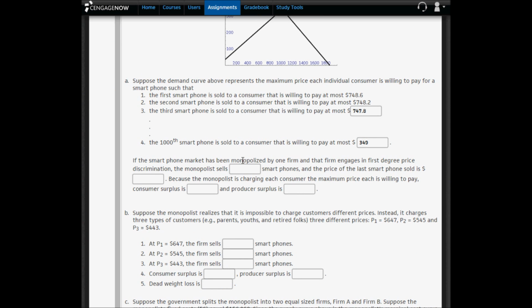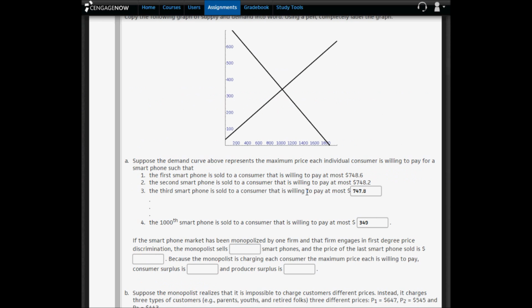If the smartphone market has been monopolized by one firm, and that firm engages in first-degree price discrimination, the monopolist will sell how many smartphones? First-degree price discrimination is a scenario that really doesn't happen in the real world, because the firm who has monopolized the industry charges each consumer the maximum they're willing to pay for the product.